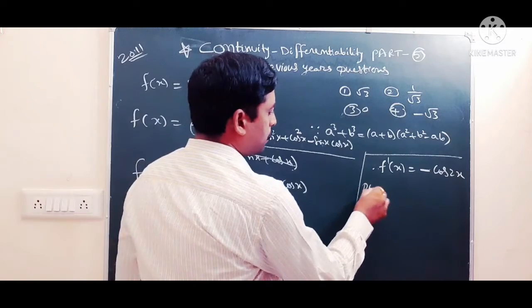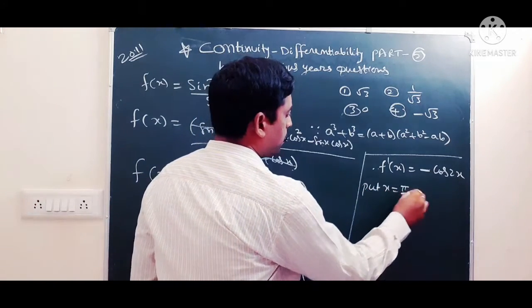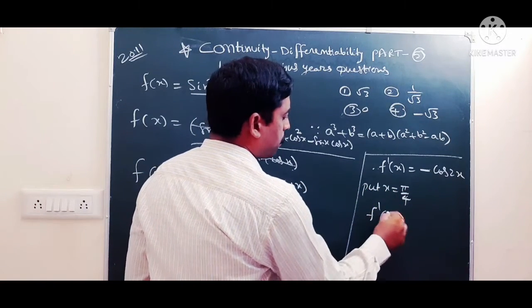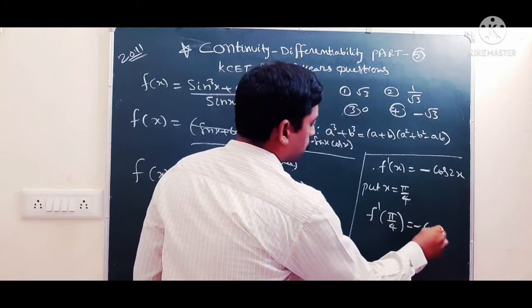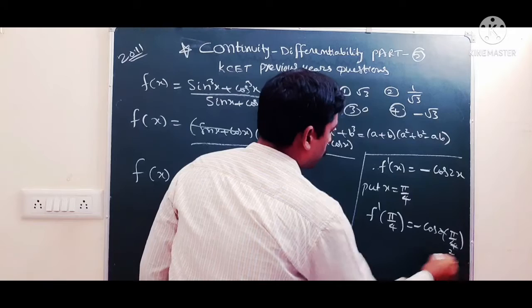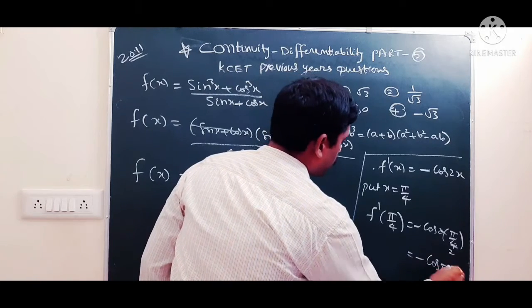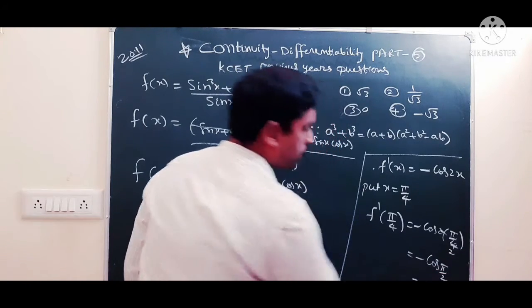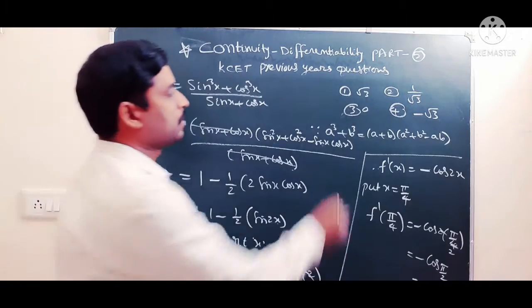So put x as pi by 4. Therefore, f dash pi by 4 is required. Minus cos 2 into pi by 4. So this value will be minus cos 90. Cos 90 is 0. So the third option is correct.